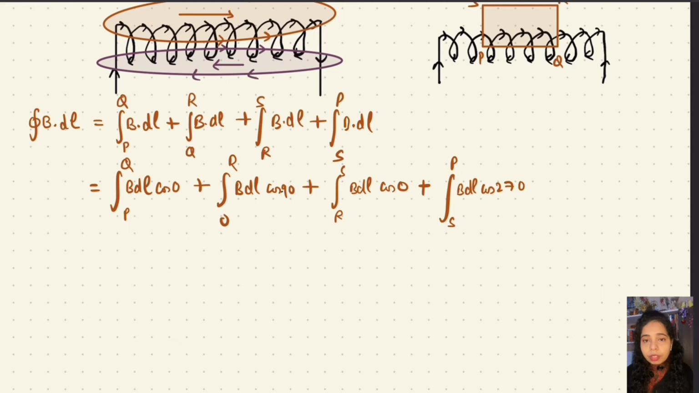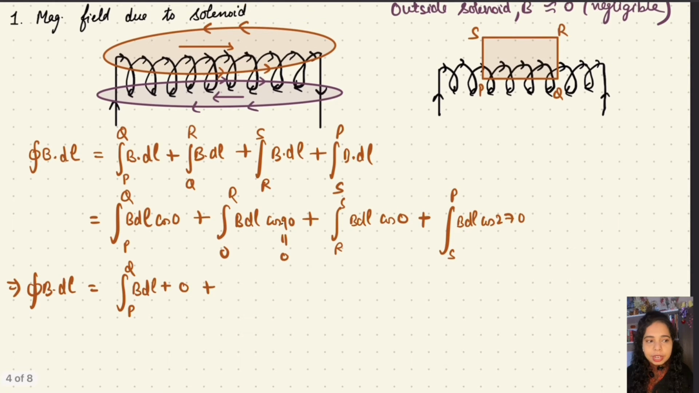Now we can solve it further and we have closed integral B dot dl is equal to integral B dl from P to Q plus 0, because cos 90 is 0, therefore for integral Q to R we are having angle cos 90, so this is 0 because cos 90 is 0. Now talking about integral R to S B dl cos 0.